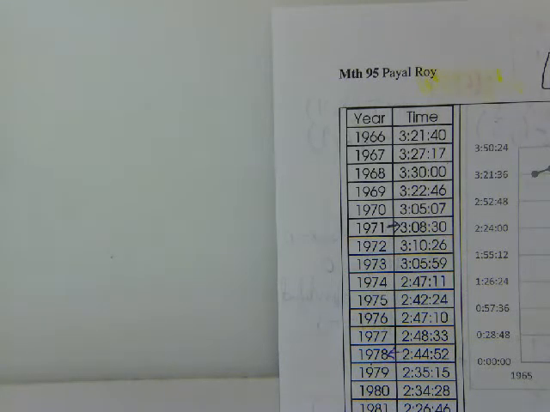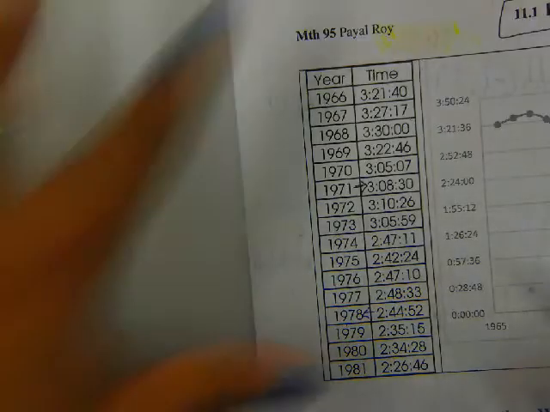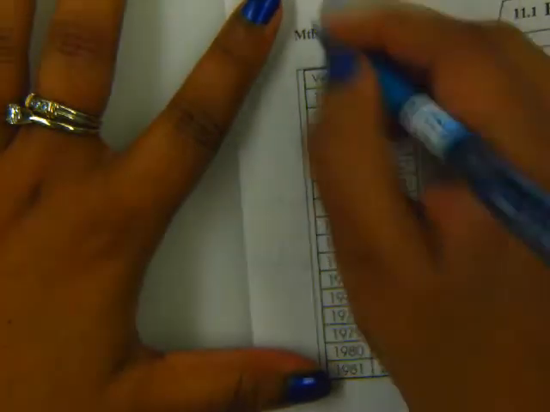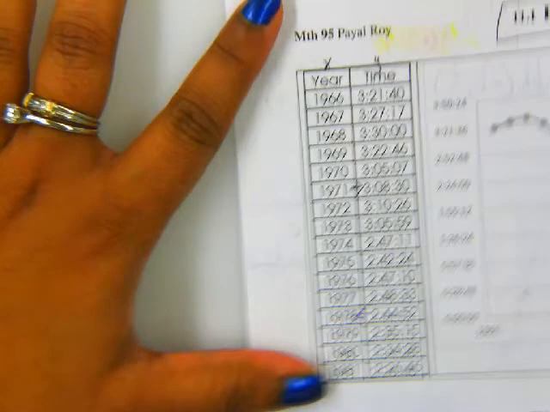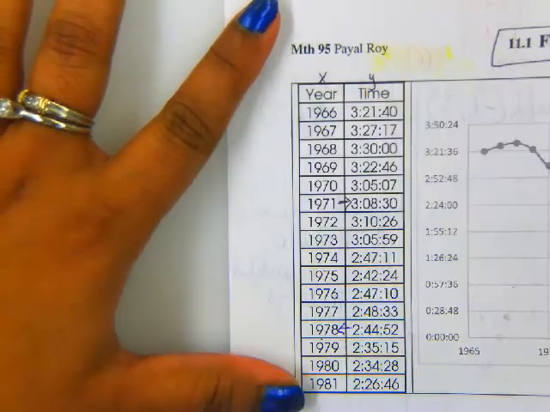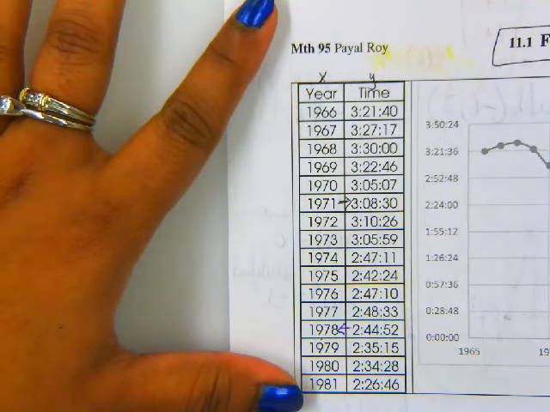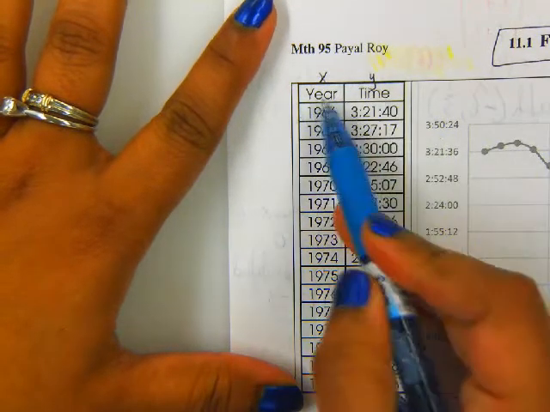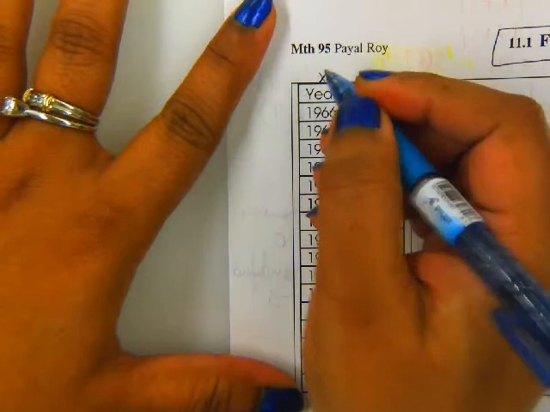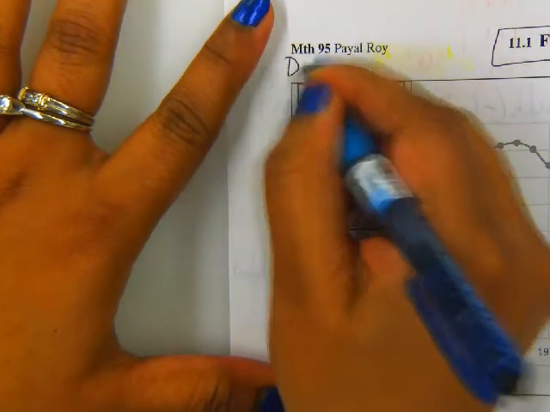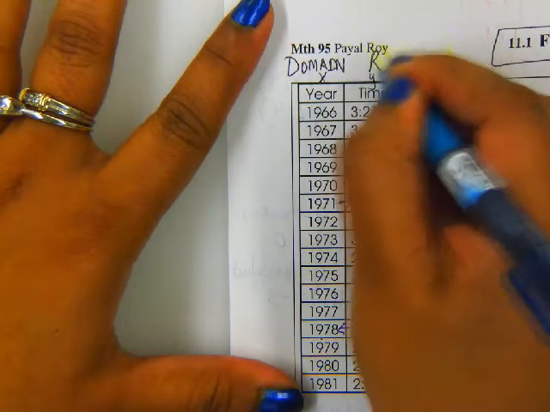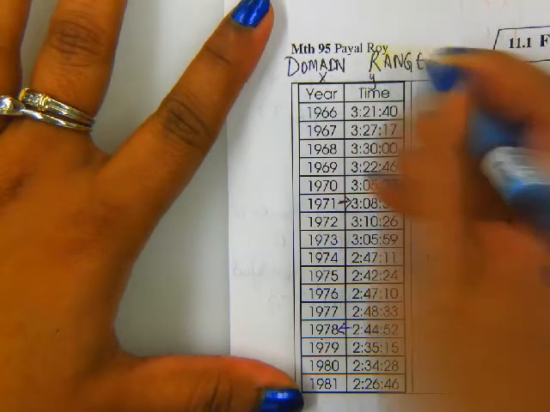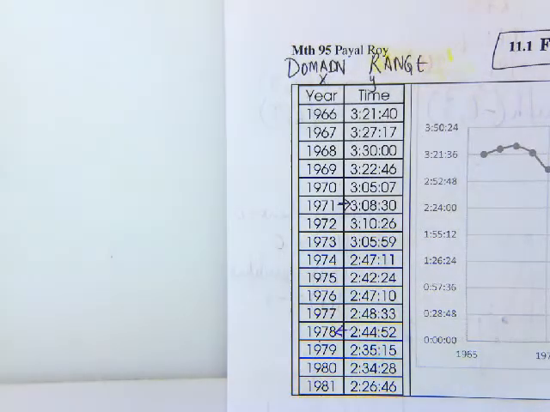So if you look at any table, the first one is your x, usually this is your x when you are graphing, and this is your y, right? So instead of saying x and y, because not always we use the x or the y, we use year and time. So we have new vocabulary, and we call the first set domain and the second set range.